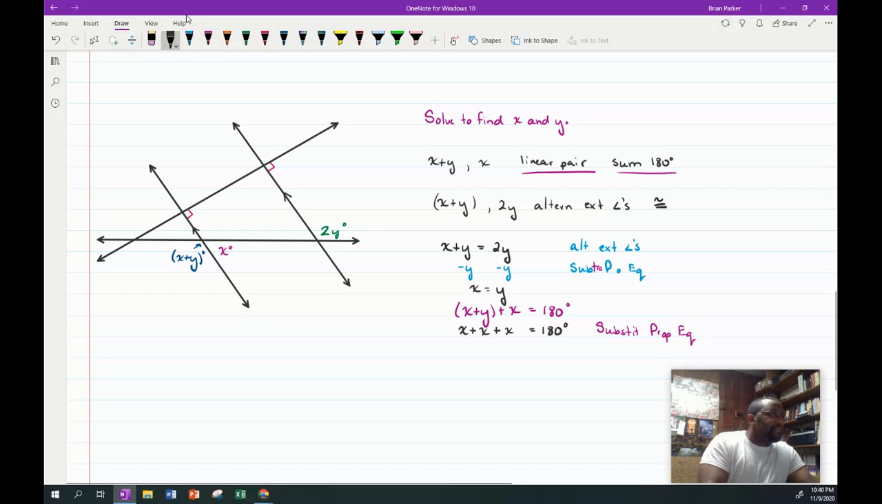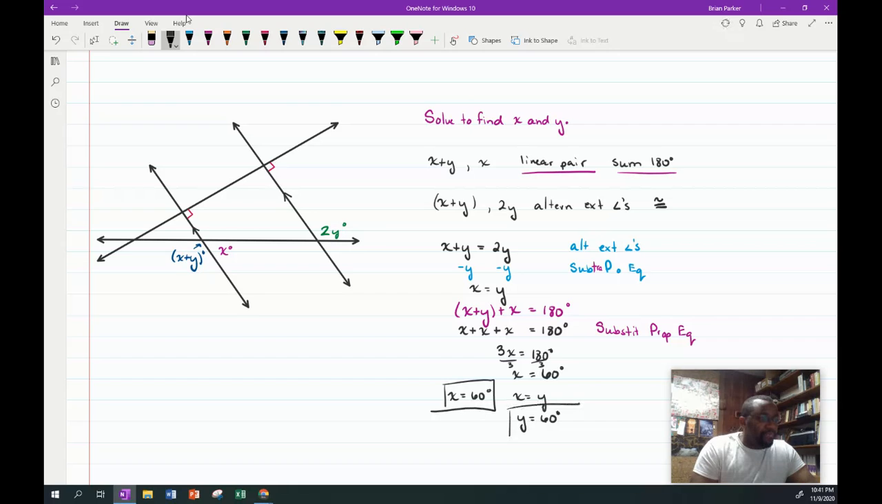So now I'll just continue solving that. x plus x plus x is 3x equals 180 degrees. And so after I divide by 3, x is going to equal 60 degrees. And if x equals 60 degrees, well, x is the same as y, so that means y equals 60 degrees. And there we have solved for both x and y.